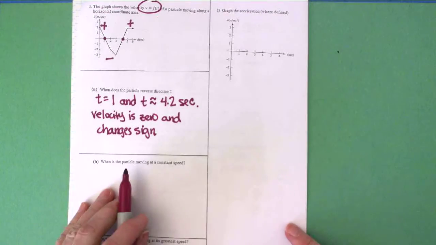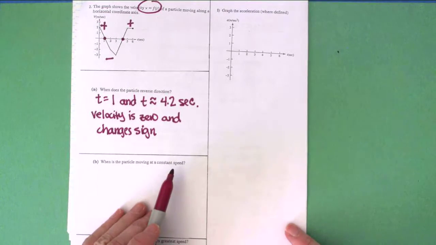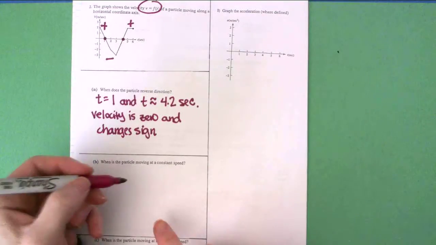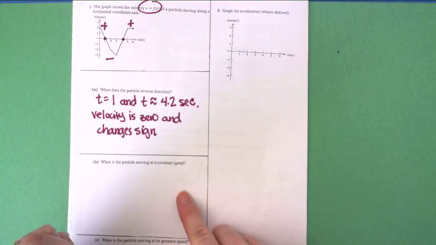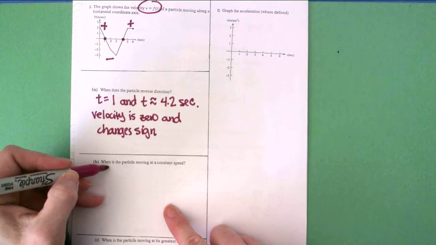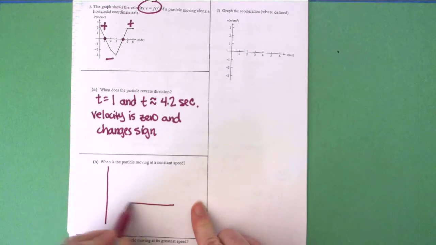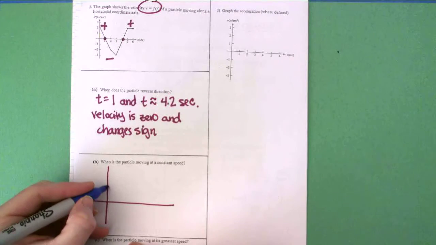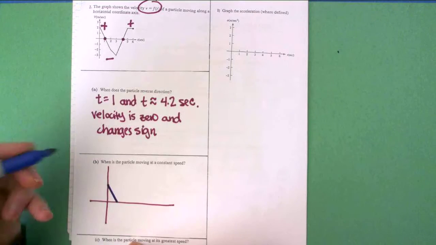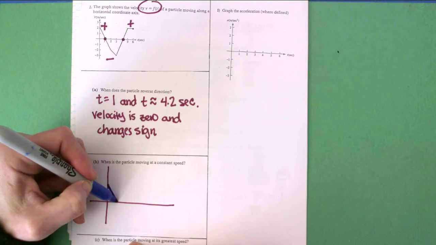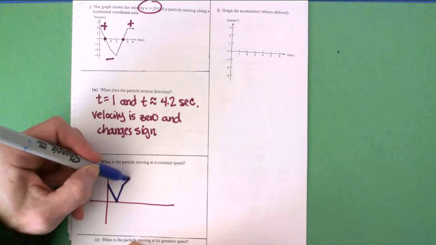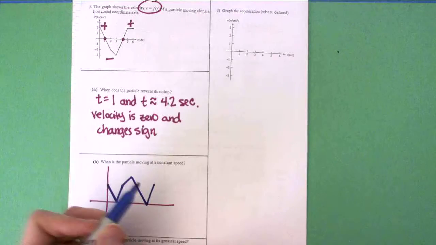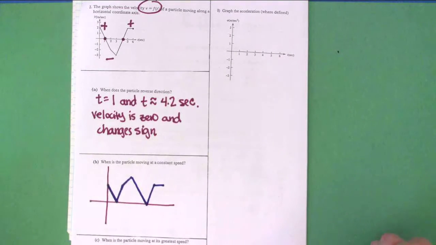Okay, letter B. When is the particle moving at a constant speed? Okay, well, let me graph my speed. So if speed is the absolute value of velocity, then all I have to do is take my velocity graph and reflect the negative parts upward. So my graph of speed will look like this. Everything will stay the same except the negative parts will reflect upward. So I would say speed is going to look like that.